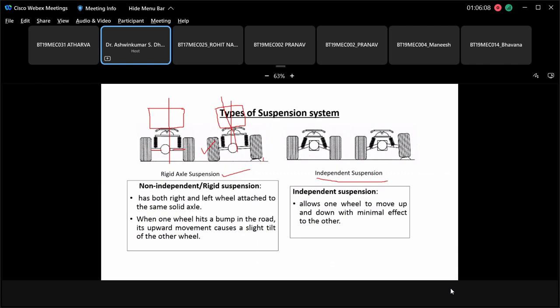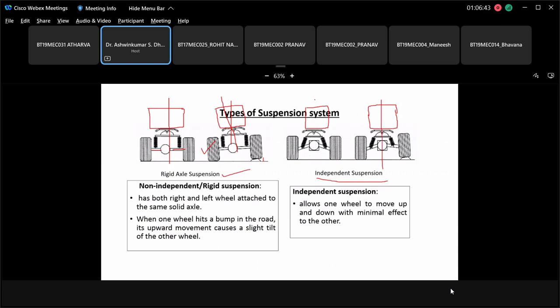Now in independent suspension system, please understand that it allows one wheel to move up and down with minimal effect on the other. It is saying minimal effect. Okay, it is not that there is not going to be any effect, but for such a small thing, if you say that this is the passenger carrier here, then here also, independent, in spite of road irregularity, the vertical axis is not getting that much tilted.